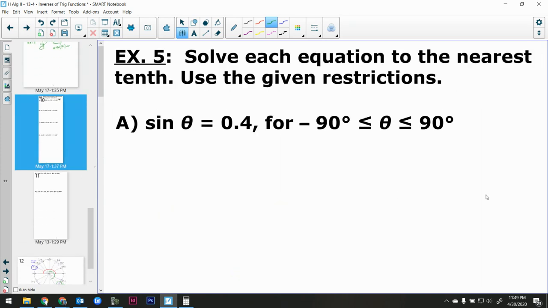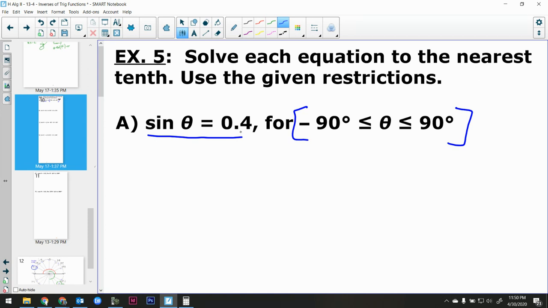Couple more problems. Stick with me, folks. Now, deviating again away from the unit circle, what am I looking at now? How do I solve this equation? Sine theta is equal to 0.4. Notice that it's not capitalized, but I am restricting the domain. I only want theta to be negative 90 to positive 90.